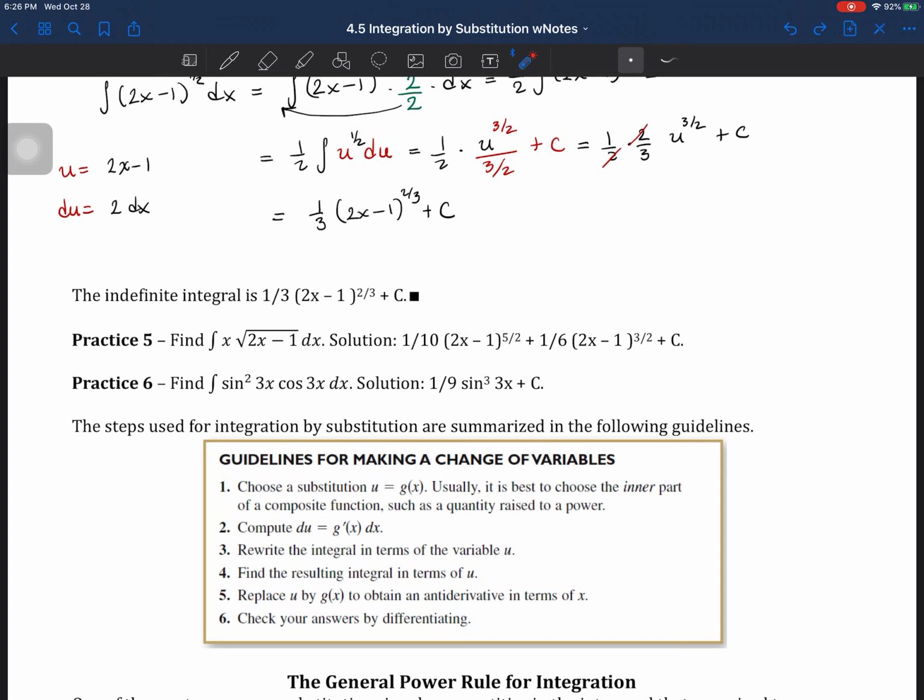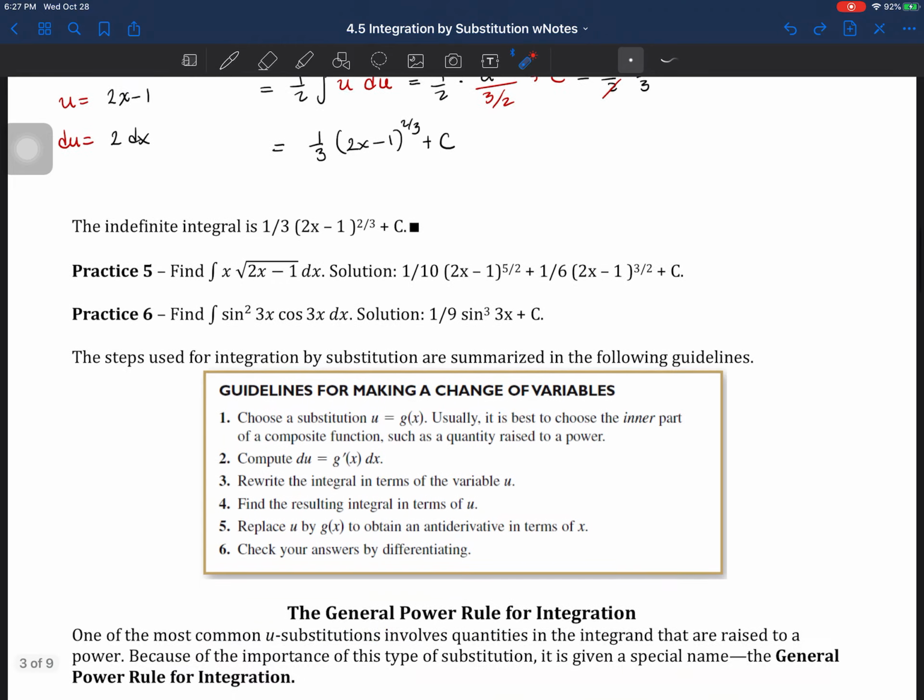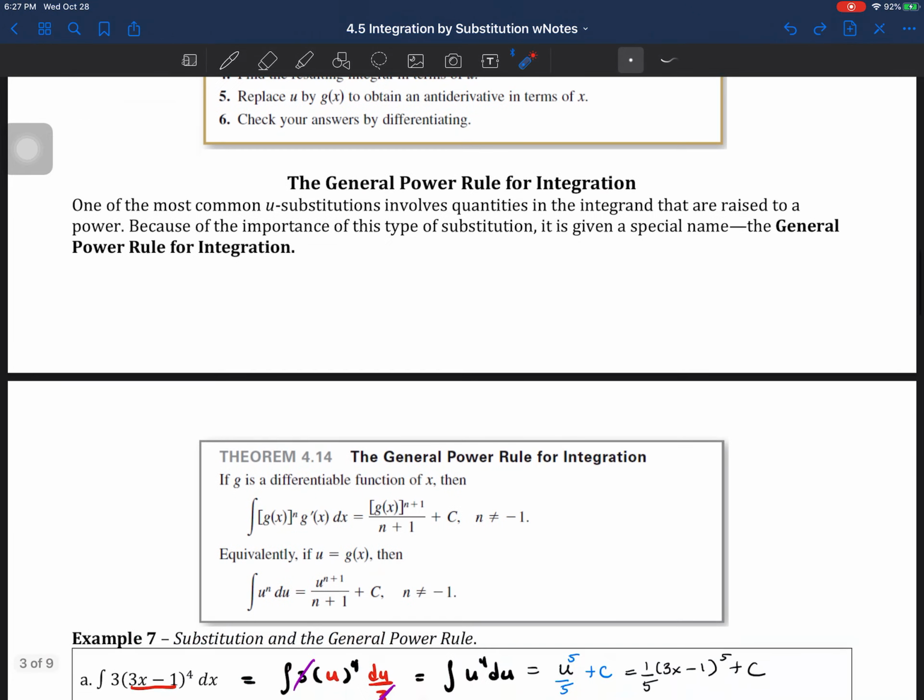And then we write the integral in terms of the variable u. And we write everything in terms of u. And then find the resulting integral in terms of u. Then replace u with g of x to obtain an antiderivative in terms of x. Check your answer by differentiation. So that's sort of the guidelines. Now we can generalize this guideline with the next rule, the general power rule for integration.